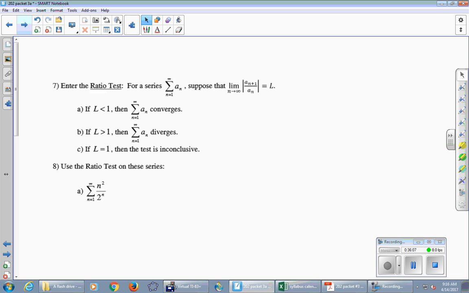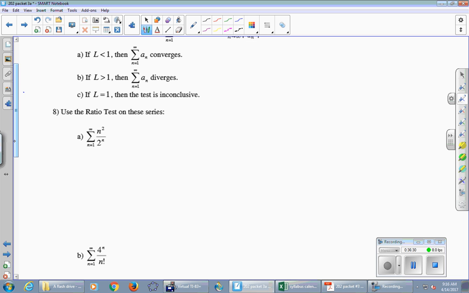If you can find the L, the limit, anything less than 1 or greater than 1, and you got your conclusion. Sadly, if L equals 1, the test is inconclusive. You got to try something else, okay? But anything other than 1, and we have a conclusion. So let's give this a shot, and then I will explain why you should believe any of this stuff that's here. Let's try number 8.